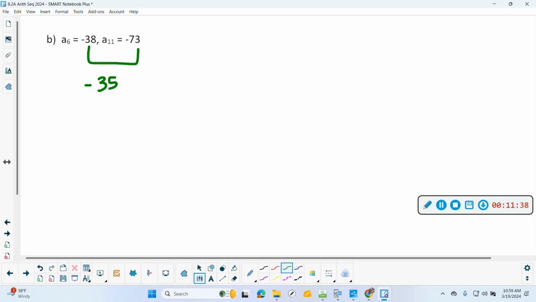Now, easy question. How did we calculate that? You did what? Add, subtract, multiply by? You subtracted it, okay? So that's the first thing. From -38 minus 35 gets you to -73. Now, we want the difference between each individual term, not from the 6th down to the 11th. So again, some math here.